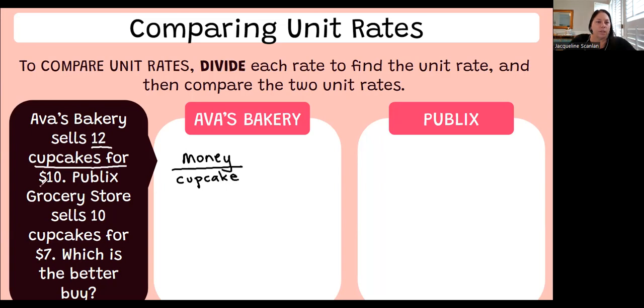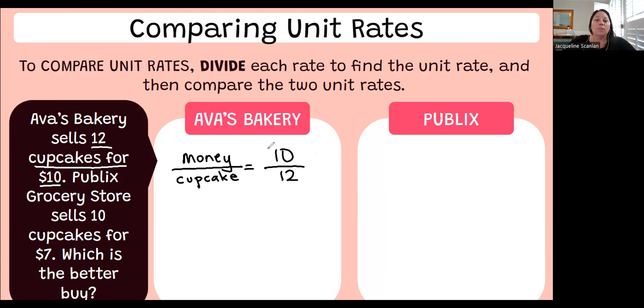If we're looking at Ava's Bakery, we're looking at this information right here: 12 cupcakes for $10. If we follow the setup that I've written over here, I'm going to put the money on top, so my 10 goes on top because it's $10. The number of cupcakes goes on the bottom, which is 12. Remember, I put cupcakes on the bottom because I want to know how much it is per cupcake. I want my denominator to be 1. I want to know how much I'm paying for 1 cupcake. That's why cupcakes went in the denominator.